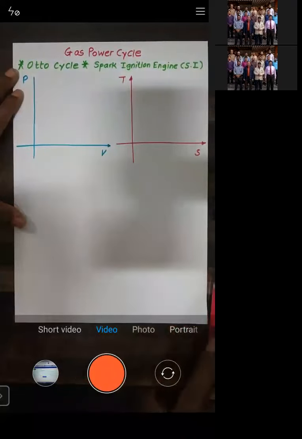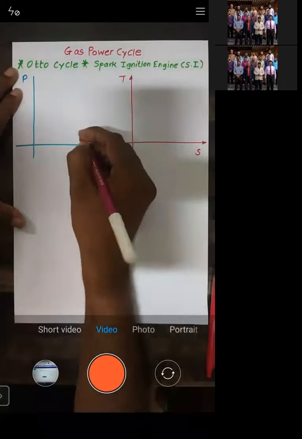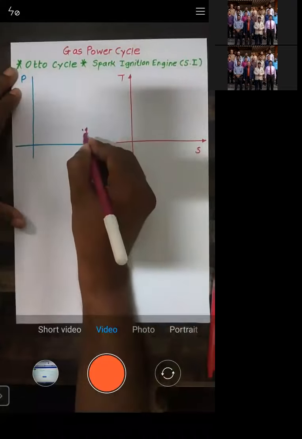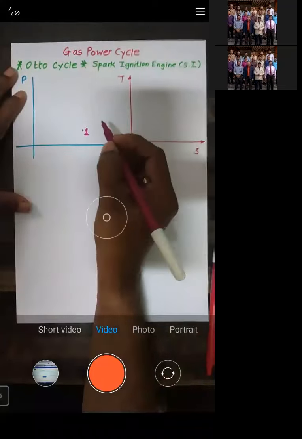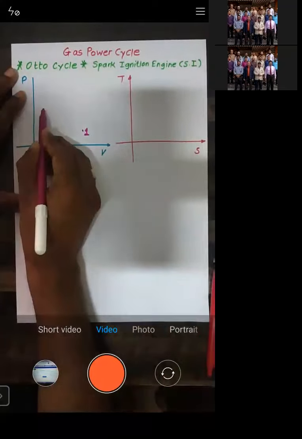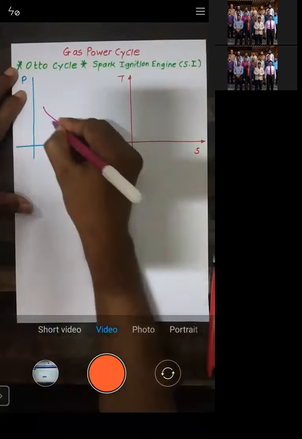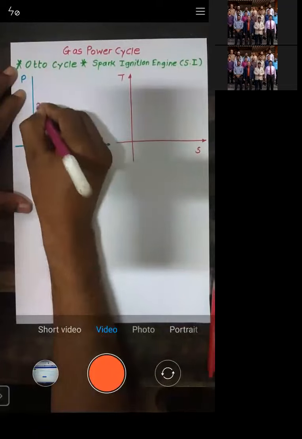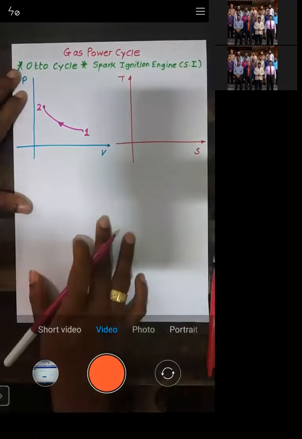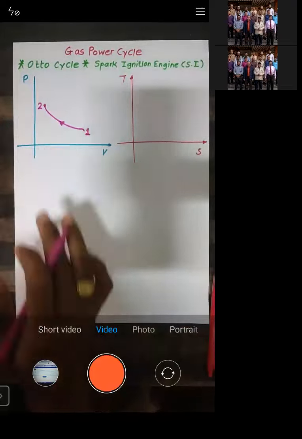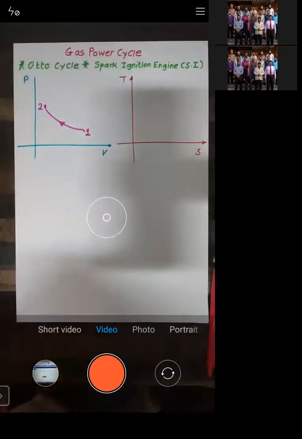If you talk about the first process in the Otto cycle, let us take this point as 1. Process 1 to 2. I will write down process 1 to 2 here. This is process 1 to 2, which I plotted on the PV diagram for the Otto cycle.